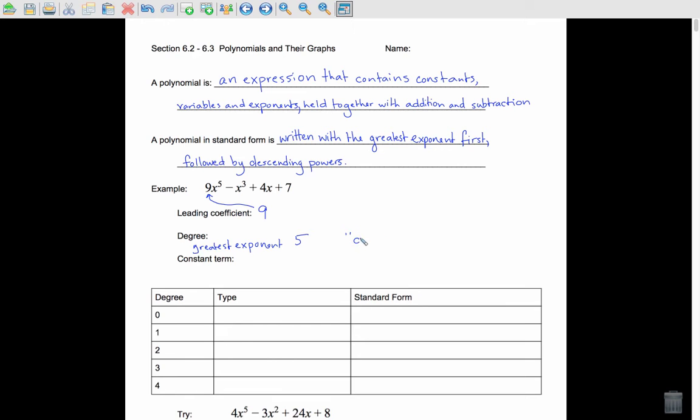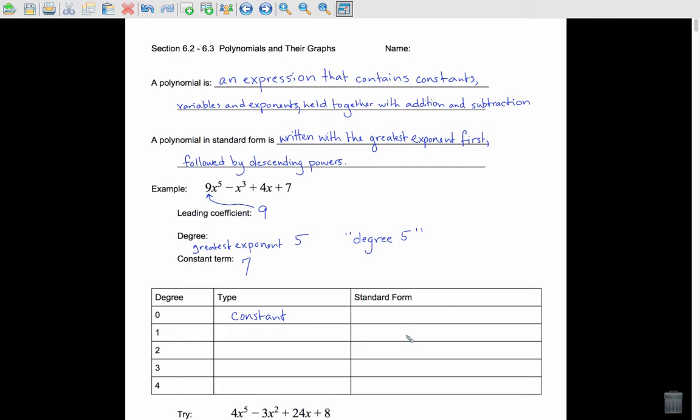Could say degree 5 because that's your biggest exponent. And then the constant term is just the term that doesn't have a variable. In this case, 7. Okay, so depending on the degree of the equation, so this being a fifth degree, they have different names. So degree 0 is a constant function.